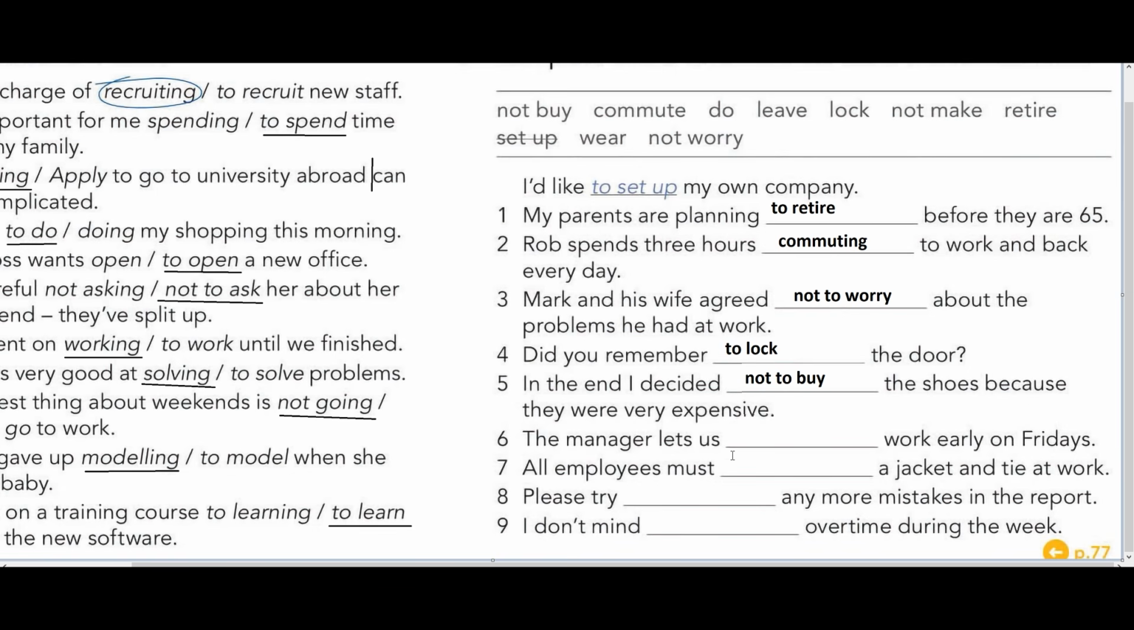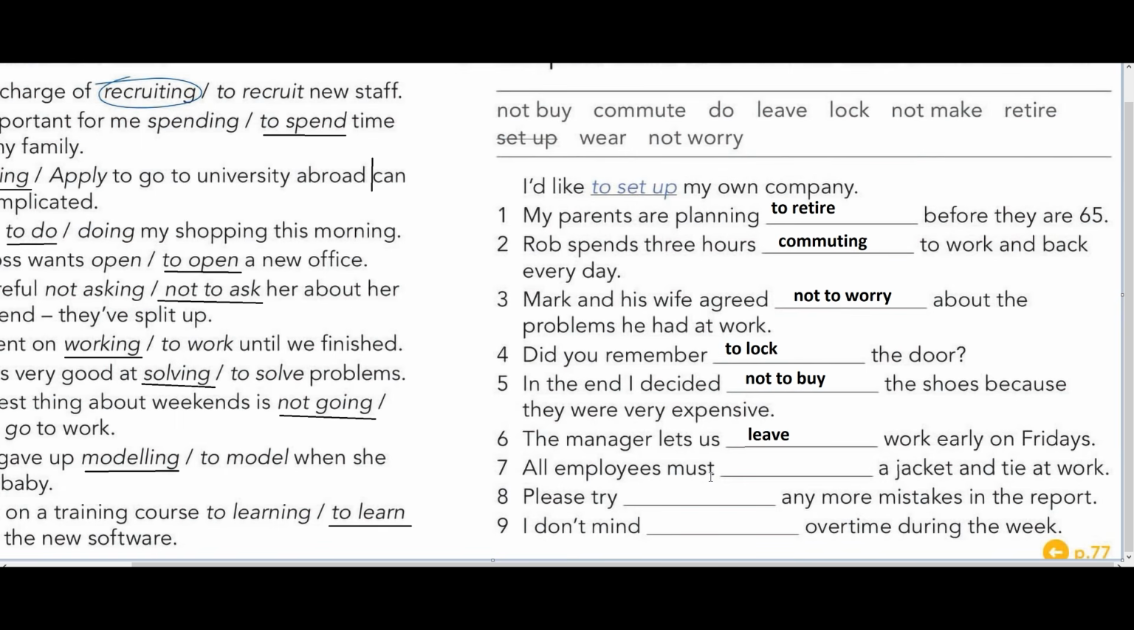The manager lets us... Here we go. Let. After it, we use infinitive without to. Work early on Fridays. I think leave. The manager lets us just leave. It's not to leave or leaving. It is infinitive without to. Let and make. Yeah? The manager lets us leave work early on Fridays.